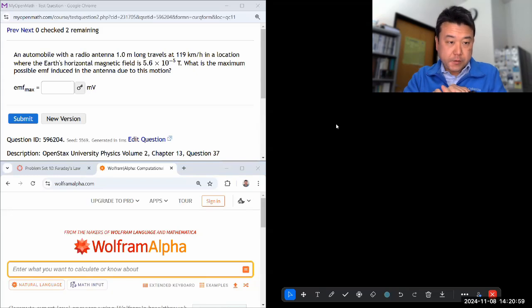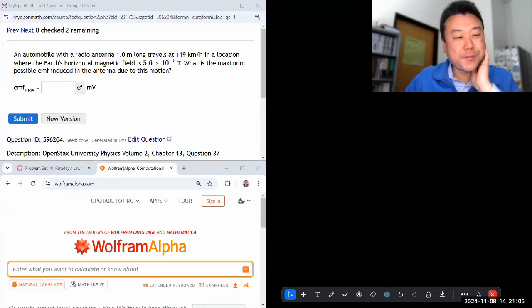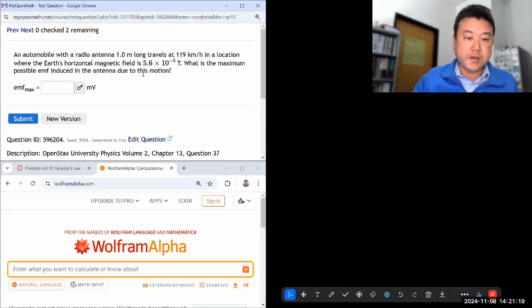Okay, so this is another question that we haven't done before. Let's read the question. It says, an automobile with a radio antenna travels at some speed in a location where Earth's horizontal magnetic field is given. What is the maximum possible EMF induced in the antenna due to its motion? Okay, so we are dealing with EMF induced by motion.